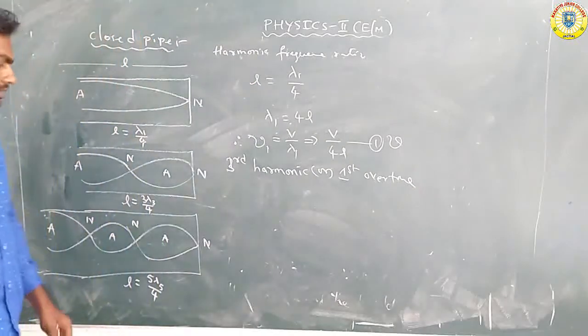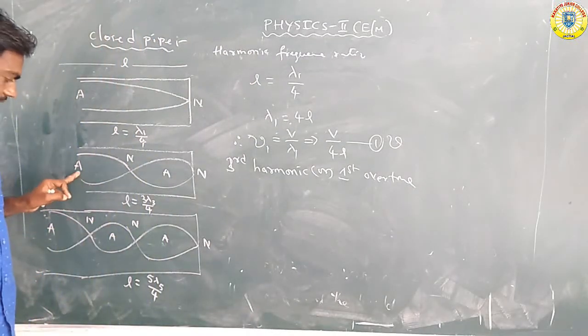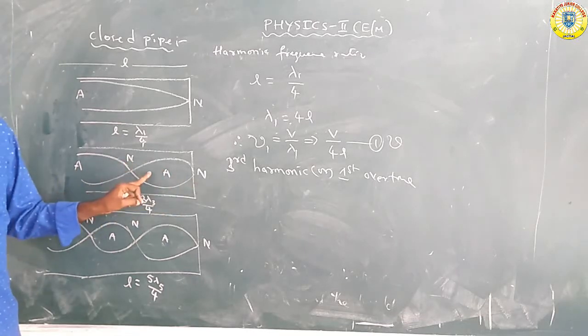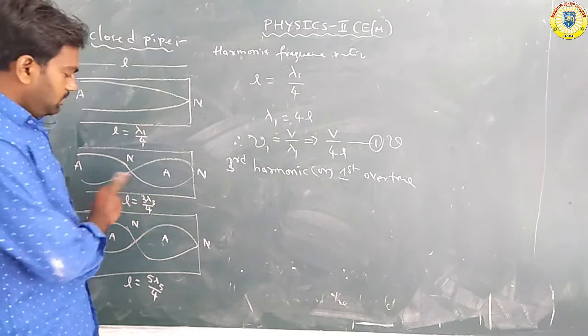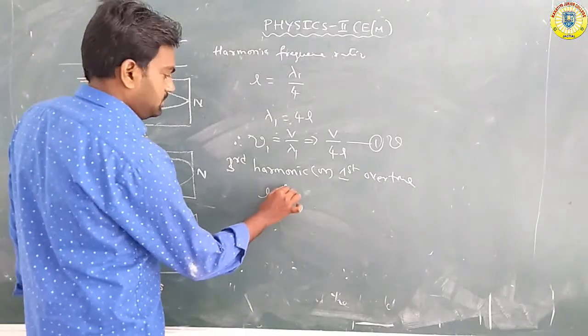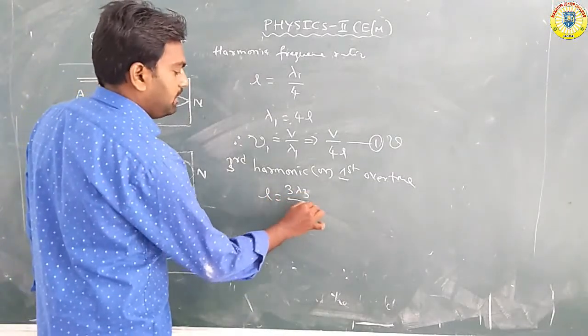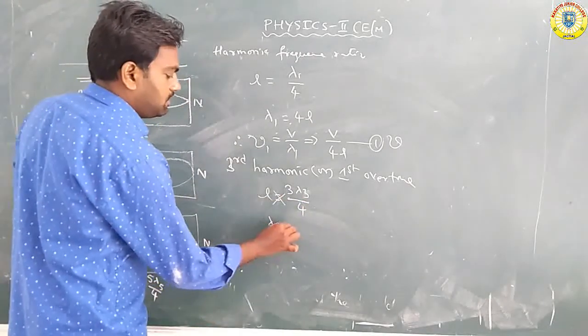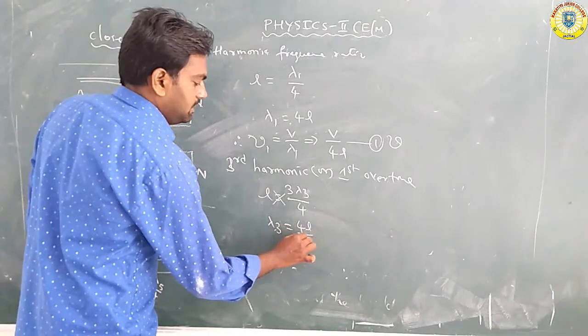First overtone means the third harmonic will have two nodes and two antinodes. For the third harmonic, the vibrating length is L = 3λ3/4. Cross multiplying, λ3 = 4L/3.